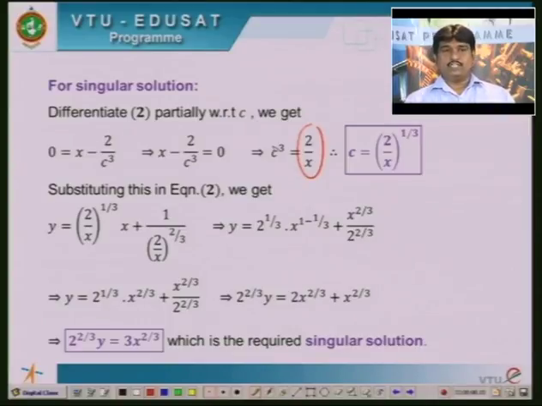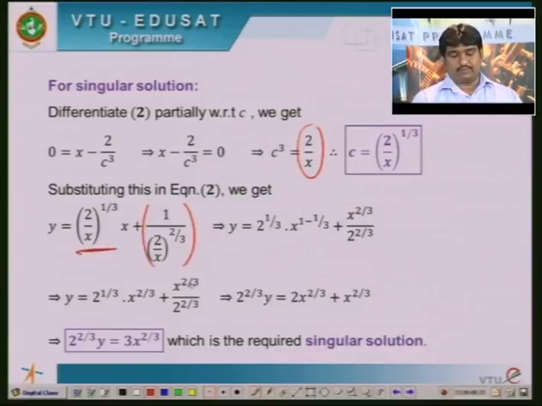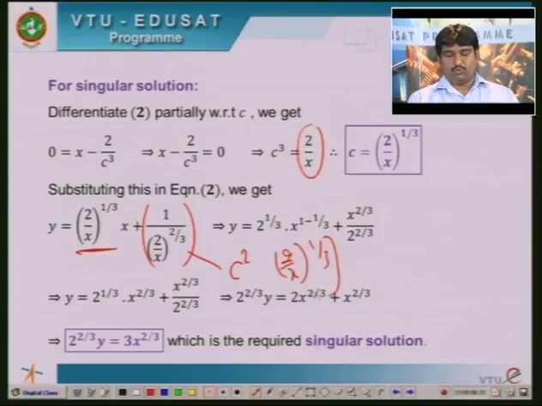You substitute this in the general solution. The general solution is y equals Cx plus 1 divided by C square, which is (2 by x) to the power of 1 by 3 into x plus 1 divided by C square. This is the C square part, ((2 by x) whole to the power of 1 by 3) whole square.